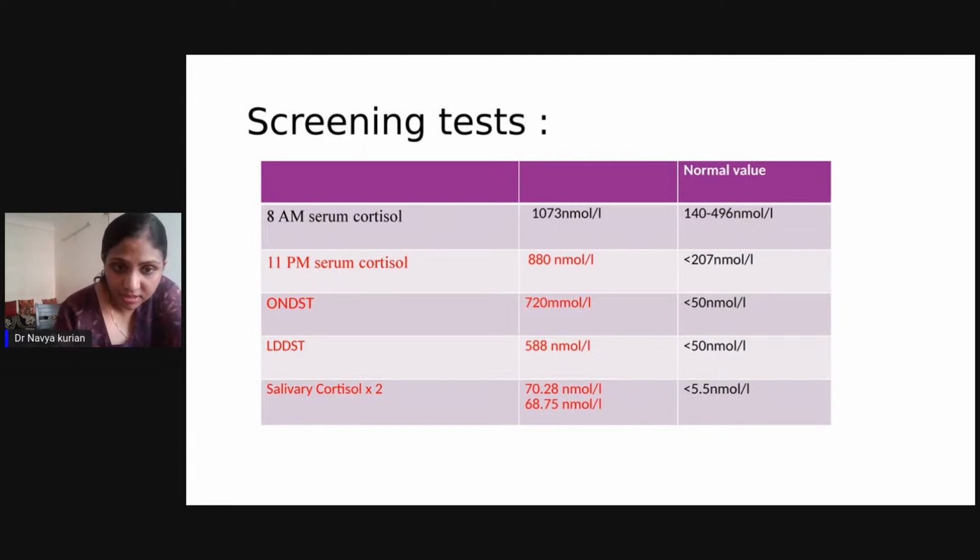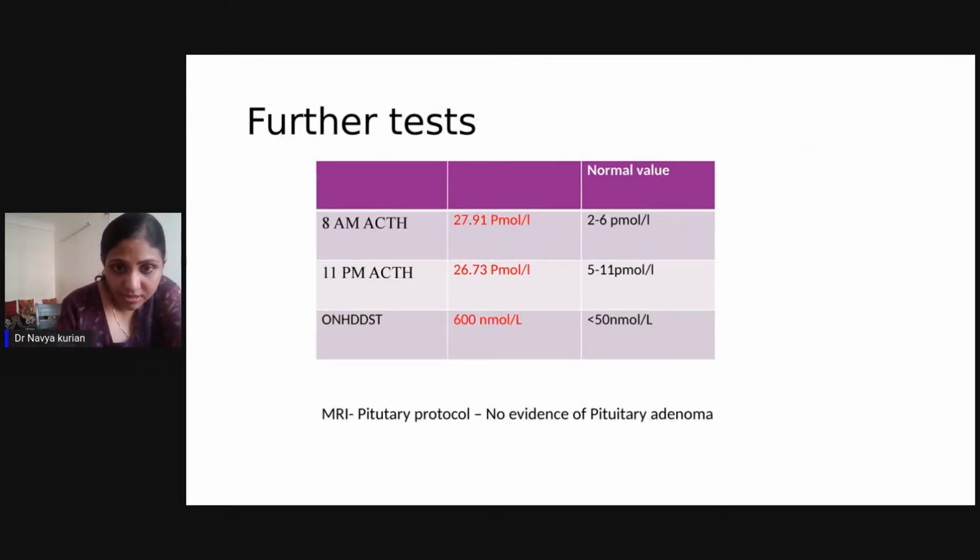Then a low-dose dexamethasone suppression test was done. In that, 0.5 mg dexa was given 6 hourly for 48 hours, and a sample for cortisol was taken 6 hours after the last dose of dexa. Normally it should be less than 50. For our patient, it was close to 600. So endogenous hypercortisolemia was confirmed.